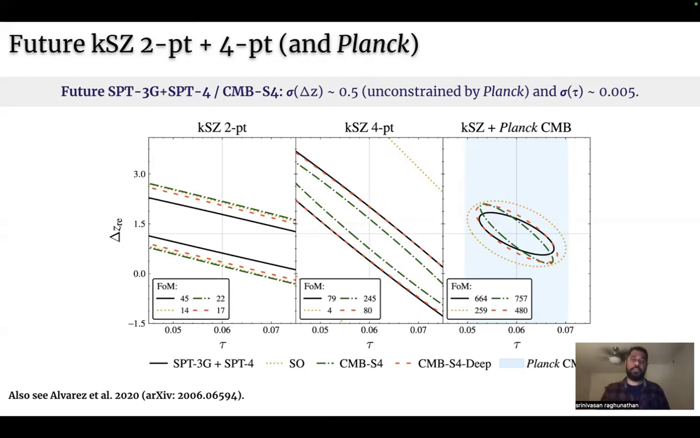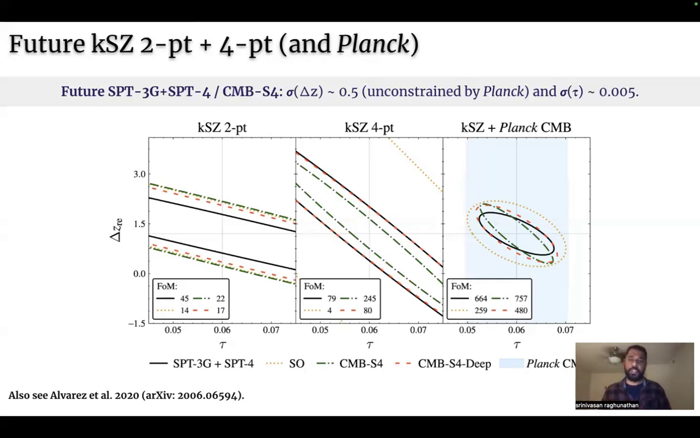So for example, from CMB-S4 and SPT-3G and the next generation SPT, which is called SPT-4 or SPT-3G+, the error on the duration of reionization is expected to be 0.5. You can compare this to the 4.5 that we obtained previously, even though that's a 2 sigma, so this is 1 sigma. So this is great. This is completely unconstrained by Planck.